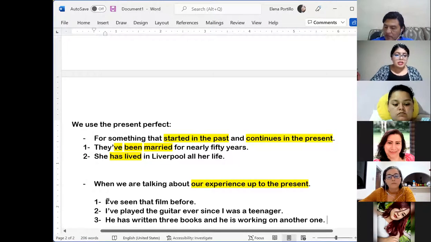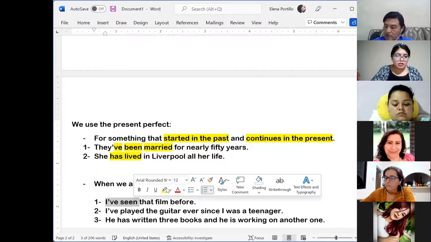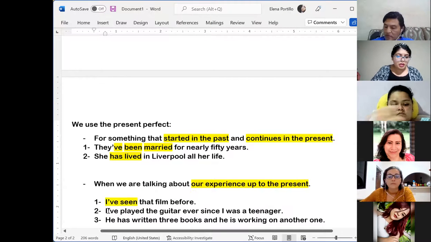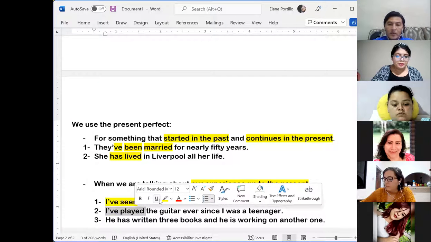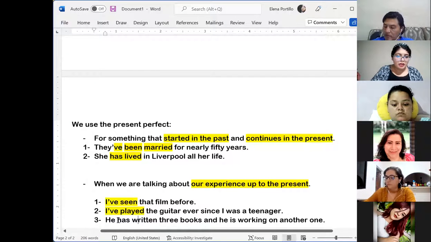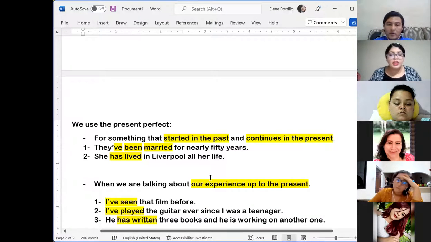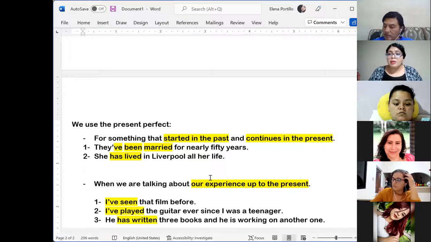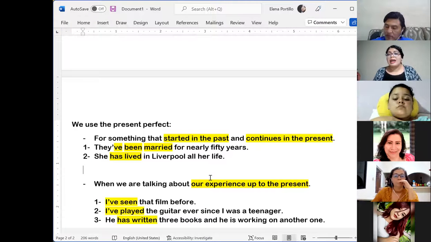In this case, we have here the structure. Then we have here the structure. And we have here the structure. So in number one, I have seen that film before. Estamos hablando de nuestra experiencia para algo del presente, right? So en la número uno, yo ya he visto esa película antes.